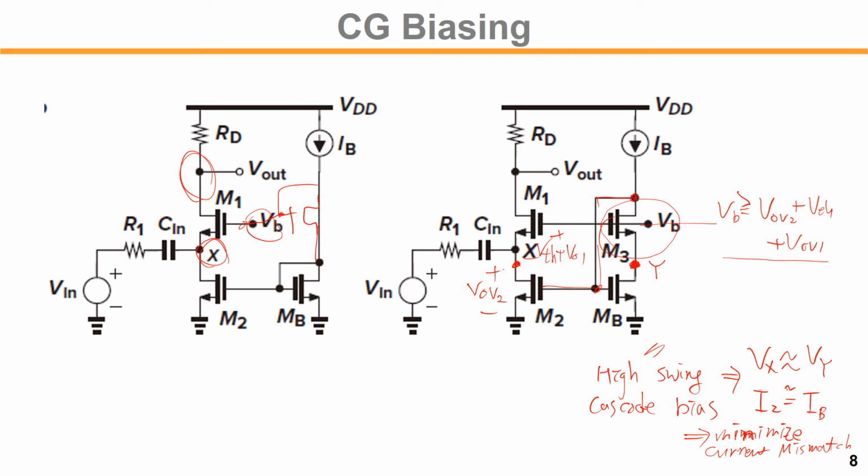So now the question is how we generate VB. That is something that we already learned from the high swing cascode biasing scheme, so you can refer to that technique. Okay. So this one finally ensures a large output swing range.